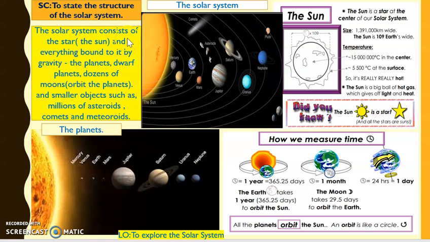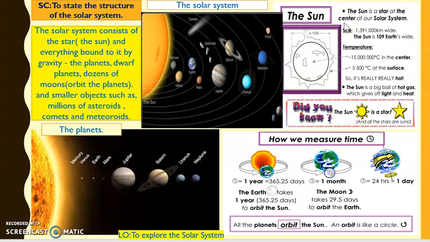The solar system consists of the star and everything bound to it by gravity. The planets, dwarf planets, dozens of moons, and smaller objects such as millions of asteroids, comets, and meteoroids all make up the solar system.